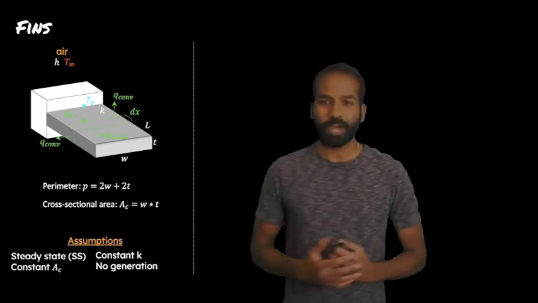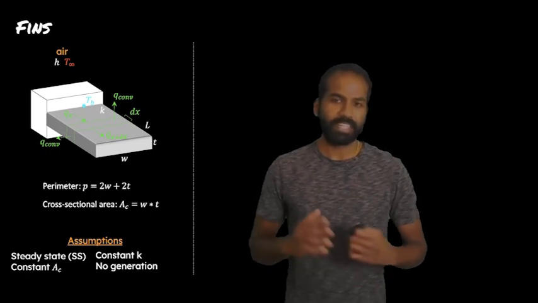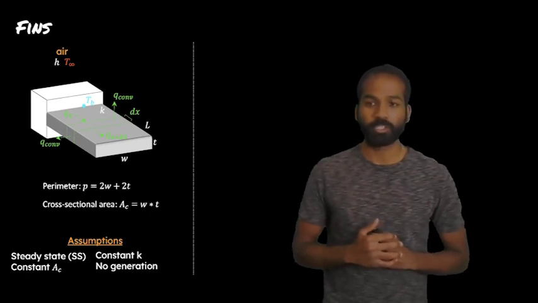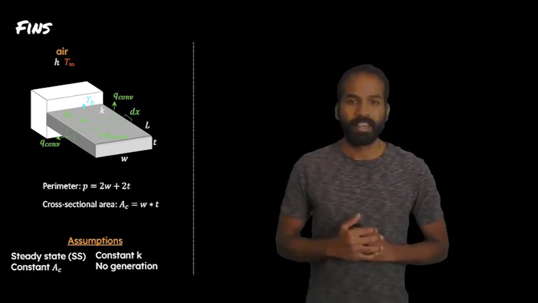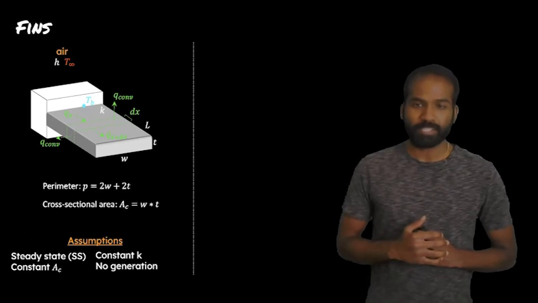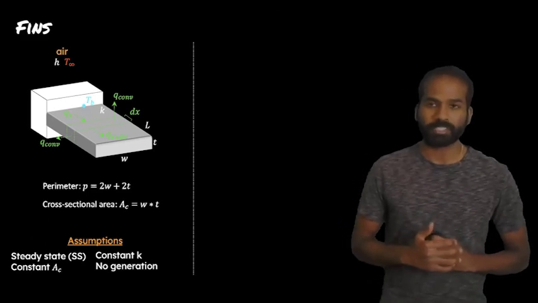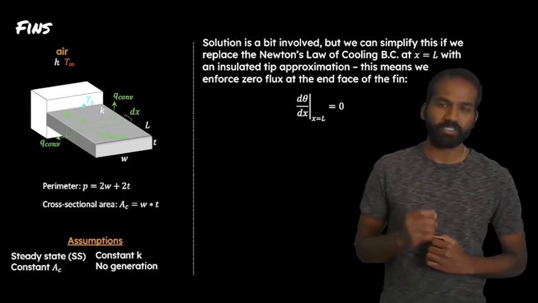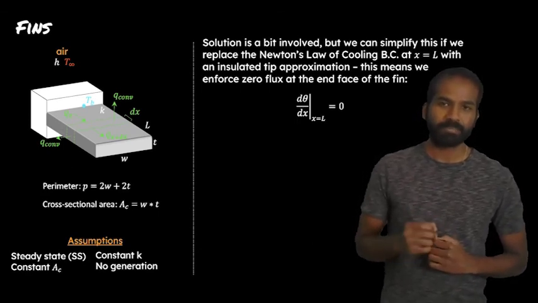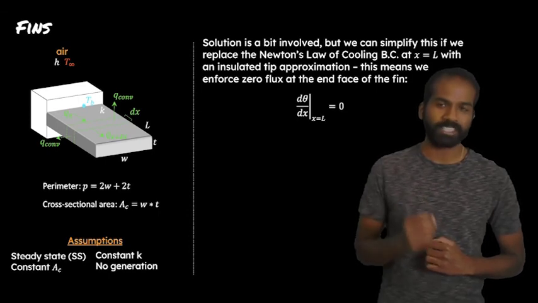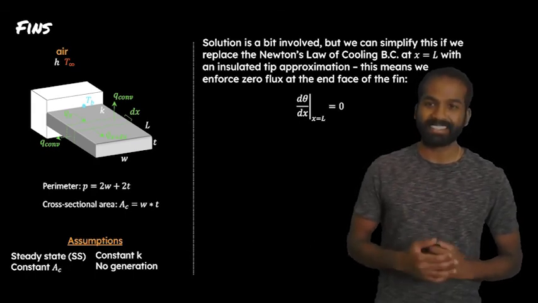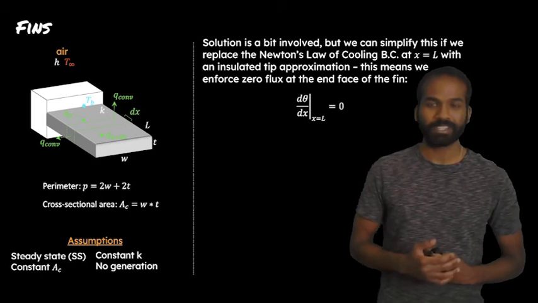Although the solution to the problem that we've just defined is possible, it's a bit involved. So we're going to swap out one of the boundary conditions for one which is a bit simpler. At this end face of the fin, we said before that we have a Newton's law of cooling type boundary condition. We can replace this with an insulated tip approximation. This means that we are enforcing a no flux condition at the end face of the fin that is defined by T and W. And mathematically, that is d theta dx at x equals L equals 0.